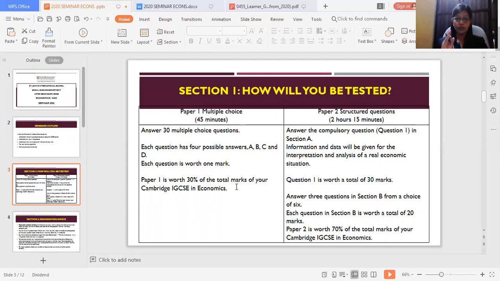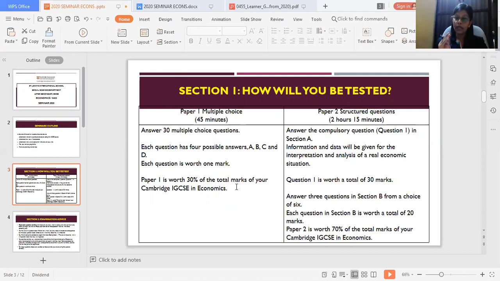Whereas paper 2, we have 2 sections, section A and section B. Paper 2 is a structured question. It is 2 hours and 15 minutes. Section A, question number 1, it's compulsory for you to answer all the questions. Information and data will be given for the interpretation and analysis of real economic situations. Section A is worth 30 marks. Remember, you need to answer all the questions in your section A.